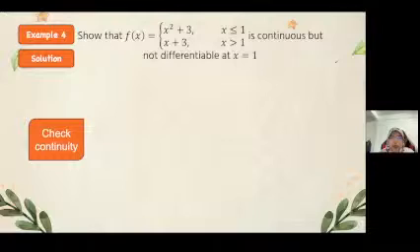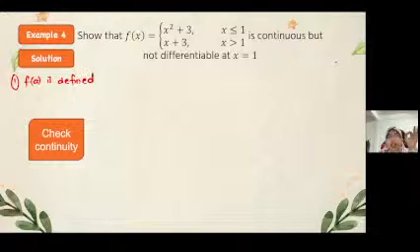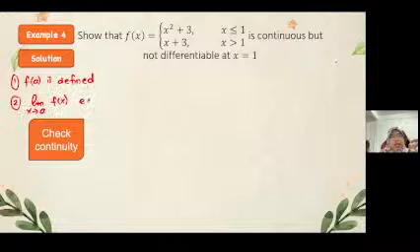Okay, so check for continuity. How many conditions do they need to be satisfied? There are 3 conditions for continuity that you have to check. The first one is that you have to make sure f(a) is defined. What does it mean by f(a) is defined? That means when you substitute the value of a into the function, you will get some value. There must be a value.